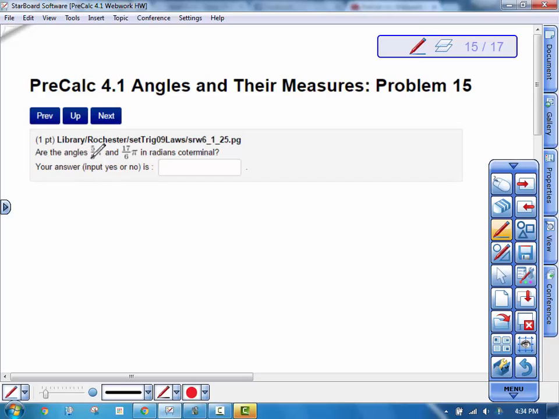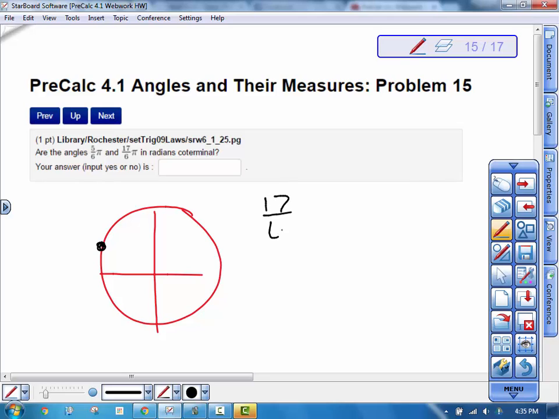The next problem says, are two angles 5 pi over 6 and 17 pi over 6 coterminal? So are they basically in the same direction? Well, they are, and if you want to know why, 5 pi over 6 is here. Because if you divide this up into 6 equal parts for pi, it's 5 of those 6, so it's somewhere over here. Now, 17 over 6 pi, if I subtract 2 pi from that, so I can make this 2 pi over 6, so I make it 12 pi over 6. And that gives me 5 pi over 6.